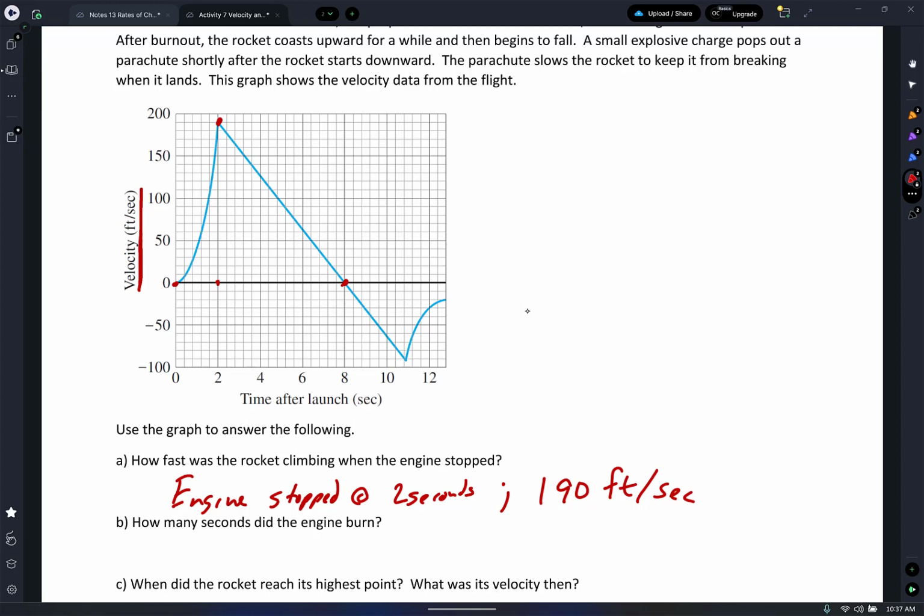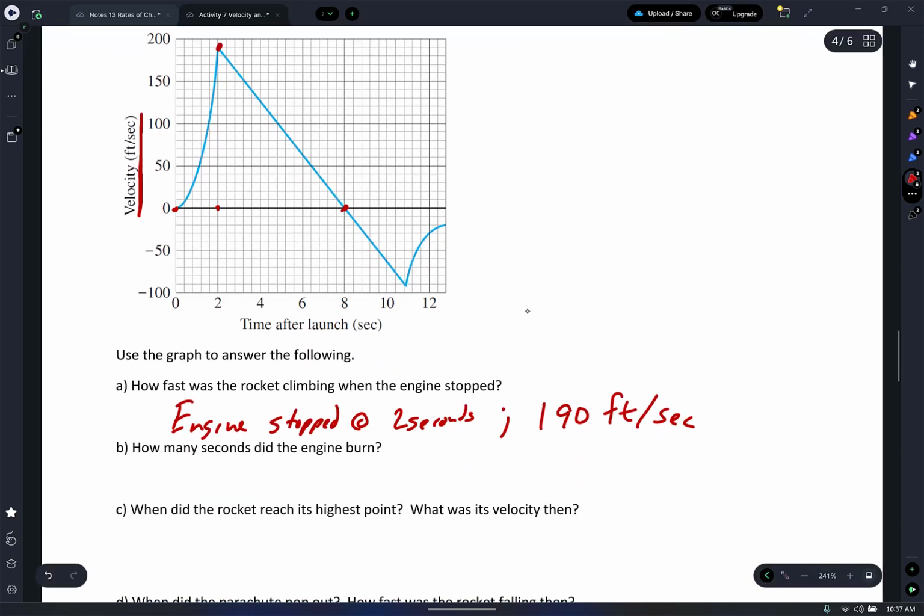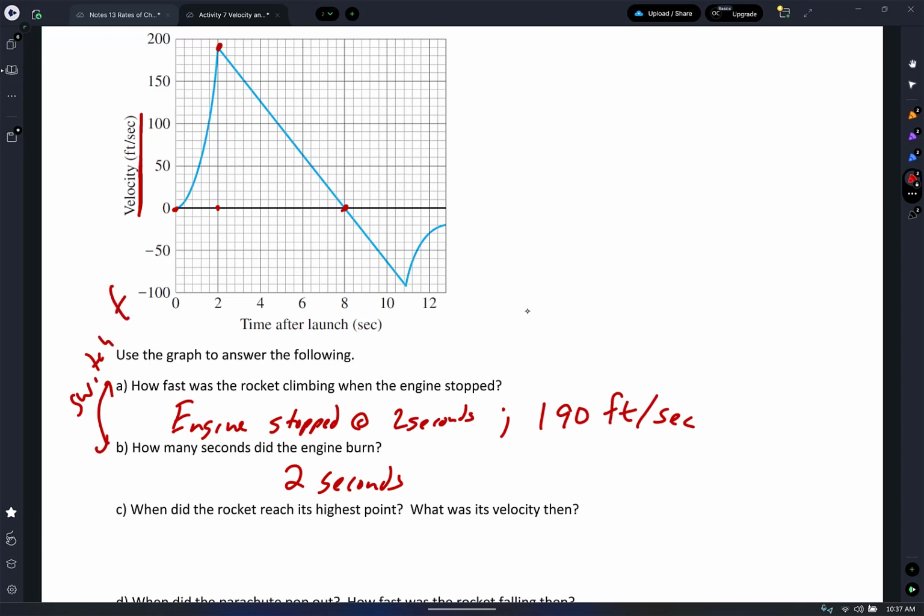Oh, look at letter B. Dang. How many seconds did the engine burn? They should have asked that first. How many seconds did the engine burn? 2 seconds. You know what? Let me put it for good notes to switch. Switch for future notes. Sorry, guys. Future notes will be better because I'm going to make that edit.